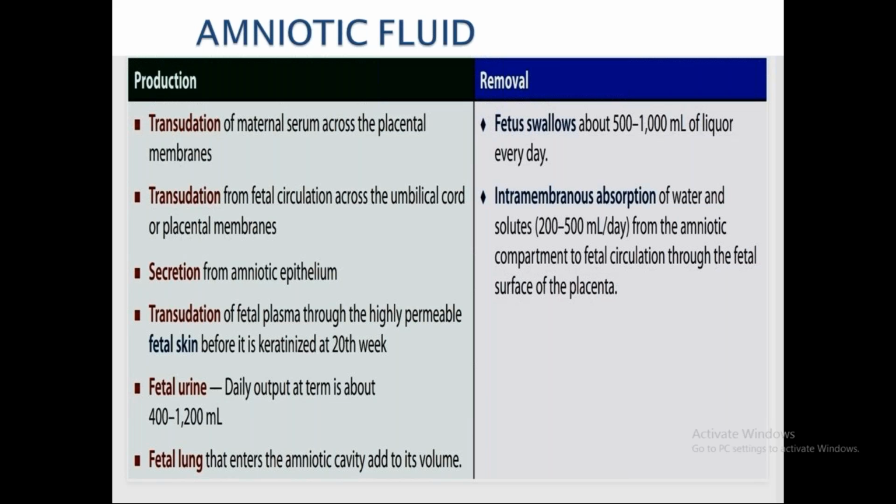So: transudation from the maternal serum, transudation from the fetal circulation across the umbilical cord, secretion from the amniotic epithelium which surrounds the amniotic cavity, transudation of fetal plasma from the skin, fetal urine, whose daily output at term is about 400 to 1000 ml, and fetal lung. So these are the 6 things we have to remember: maternal transudation, fetal transudation, secretion from the amniotic epithelium, and from the fetal skin, lungs, and urine.